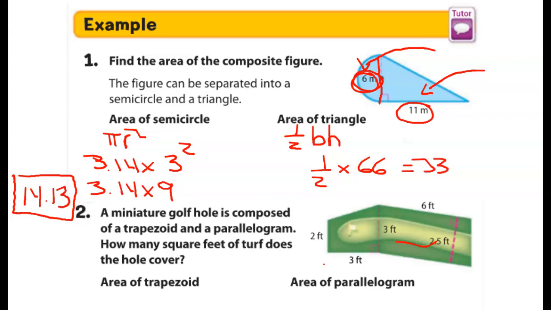Then I have to add 33 plus 14.13. That's going to give me 47.13. Let's see if they want me to round that. They're not asking me to round it. Let's make sure that we put in the unit. So it's 47.13 meters. And we are dealing with area, so let's make sure that we square that answer. Okay, 47.13 meters squared. All right, let's move on down to problem number 2.